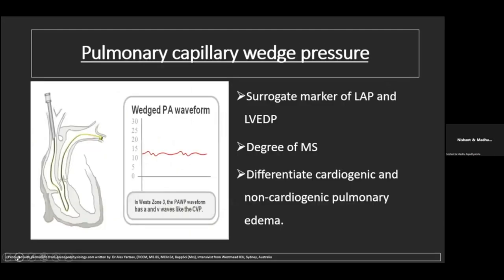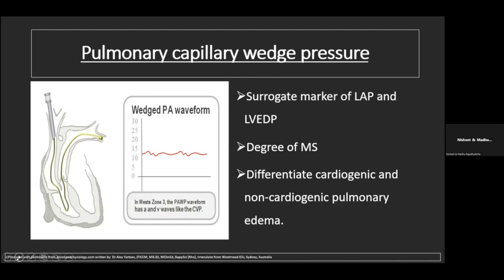The catheter, with the balloon inflated, will be further advanced until we reach a wedge waveform. The pulmonary artery waveform will disappear, and a venous looking waveform will appear. This indicates that the pulmonary artery is occluded. Once we have found this wedging point, the balloon has to be deflated and the catheter is to be fixed at this position. The balloon must be inflated only for a short period of time.